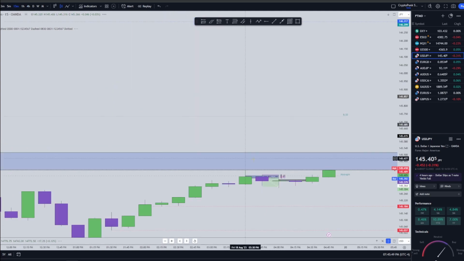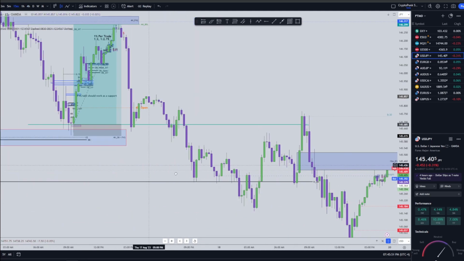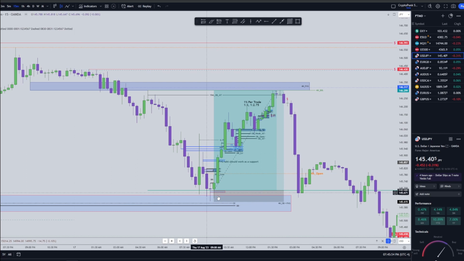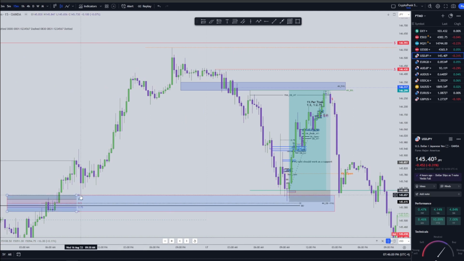When I saw that, I dropped to the 15 minutes time frame and looked for some good market structures over here, like taking liquidities from the previous low. Also, it took liquidity from this low.